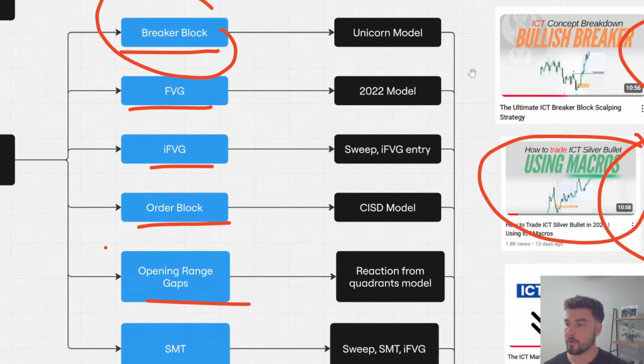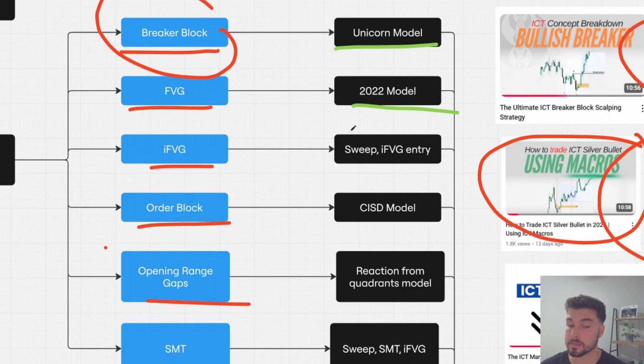Now, before we move any further, I want to actually illustrate the point that any of these PD arrays here can be used alone, or they can be paired together to build a model. And if you want the hard work taken away, or some of it anyway, I've listed a few models that you can look at right here. So for example, you've got the unicorn model that uses breaker blocks. You've got the 2022 model that uses fair value gaps.